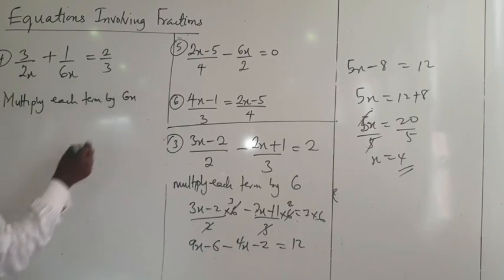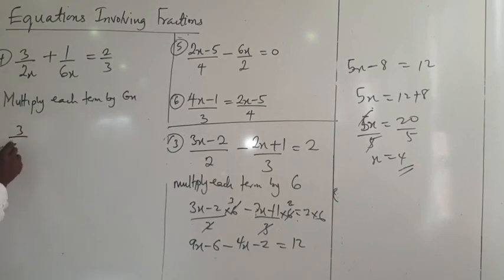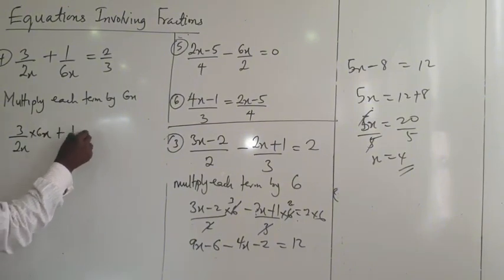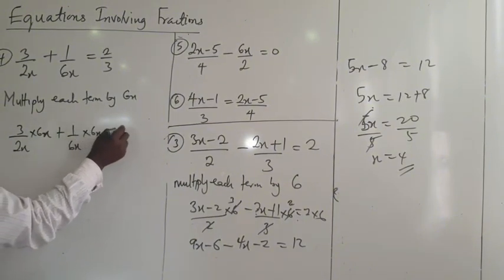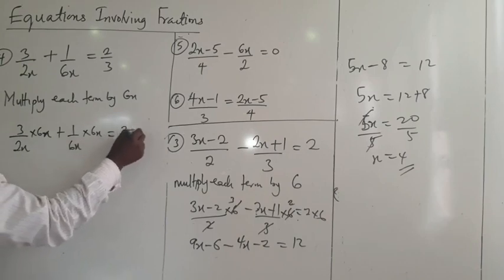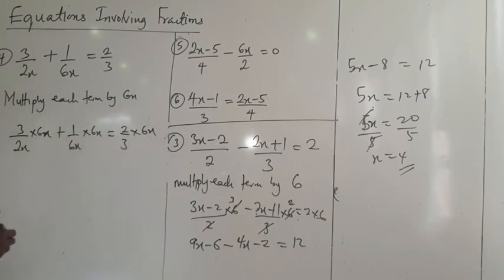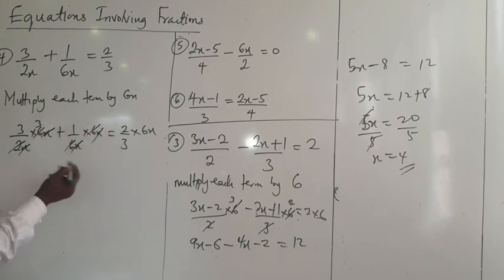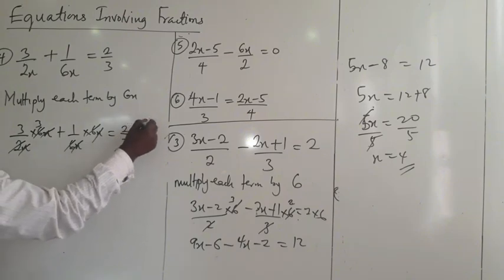by what? 6x. So that means we are saying 3 divided by 2x multiplied by 6x plus 1 over 6x multiplied by what? 6x. Then 2 over 3 multiplied by what? 6x. So x we cancel x. 2 here 1, 2 here 1, 3. X cancel x. 6 cancel 6. 3 here 1, 3 here 2x.